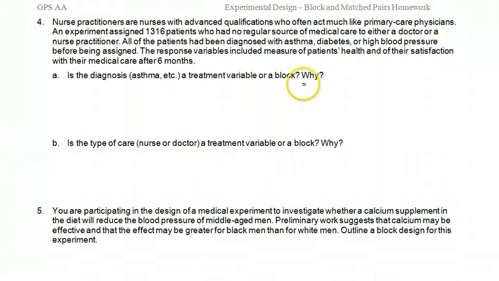Why? Well, given those two choices, asthma is definitely not a treatment. They definitely are not going, oh, let's try out asthma, see how that works. Yeah, how you feeling with that asthma? No, that is something else. It's a pre-existing condition that you might use as a blocking variable. So you could run the experiment on all the people who have asthma, and then you could run the experiment on everyone that has diabetes, and then all the high blood pressure people. So definitely a blocking variable.